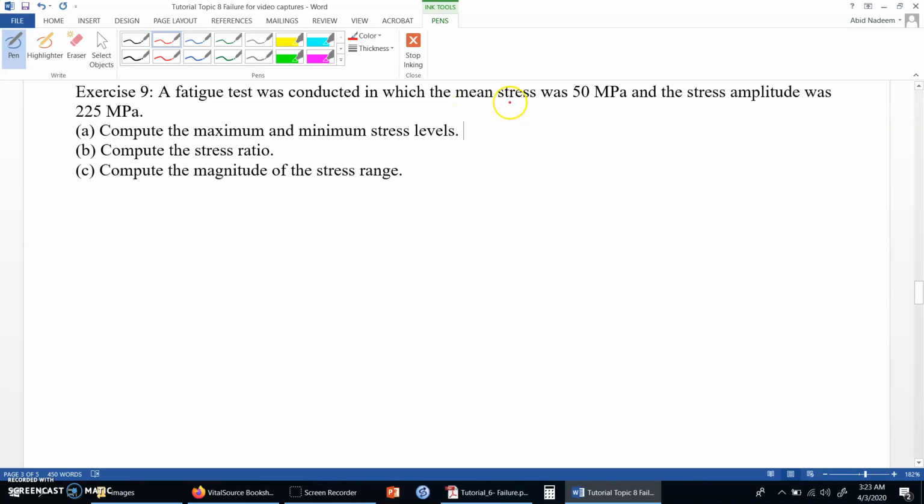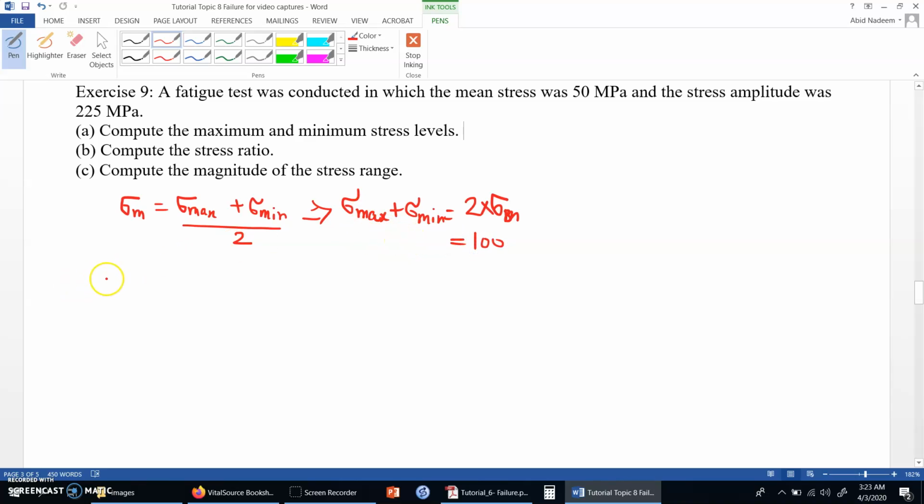So this is the mean stress. So we know that the mean stress is equal to sigma max plus sigma min over 2. This is the mean stress. So from this equation we know that sigma max plus sigma min is equal to 2 times the sigma mean, so it means it is equal to 100. So this is one equation.